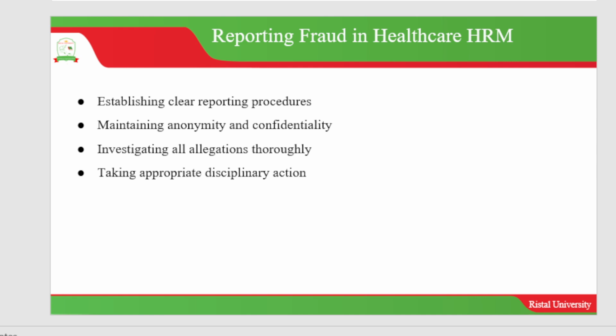Number two is maintaining anonymity and confidentiality. The person who is bringing to you the suspicion or the issue of fraud, his or her identity has to be hidden. That's what we are talking about. You have to hide his or her identity. This will encourage the person to feel safe in the first place, and also to trust you, and will bring more information to you concerning the issue in question.